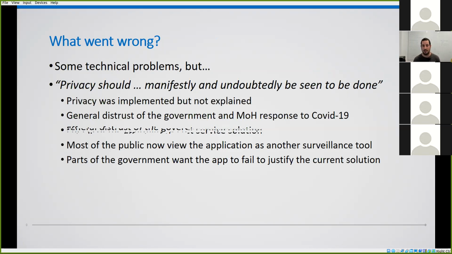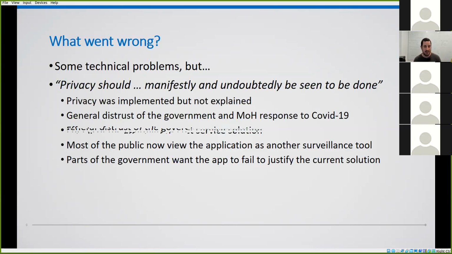There was the previous security service tool. And basically what happened is that most of the public actually viewed this application as another surveillance tool. And there was not good enough effort to try to explain to people what is the difference and how this application works, what is it useful for.